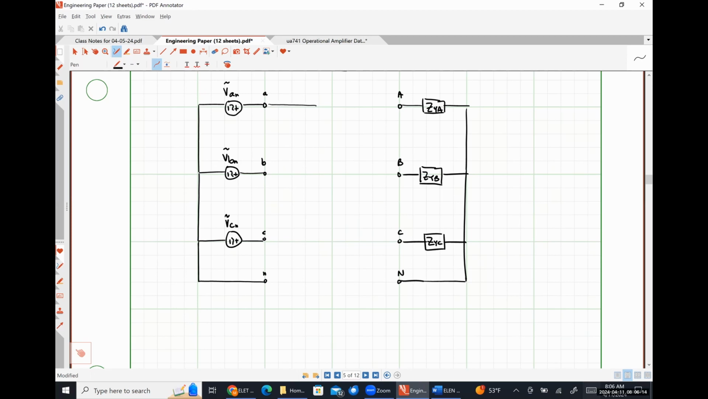And connecting our source to our load, we will have a transmission line. So I'm going to have some impedance ZWA representing the transmission line connecting the source to the load for A phase. ZWB transmission line. Here's my C phase transmission line. And then I'm also going to have some impedance representing my neutral conductor. Like so. All right.